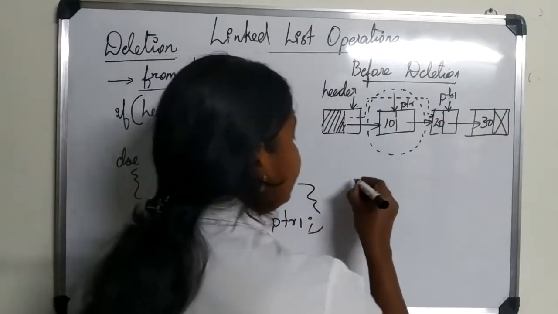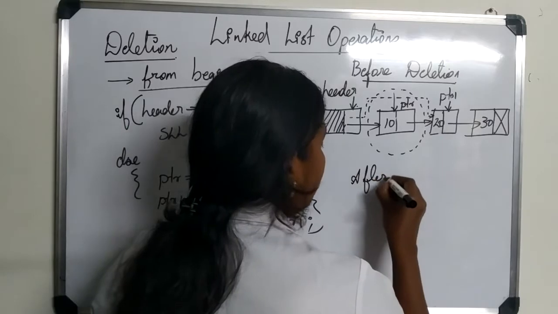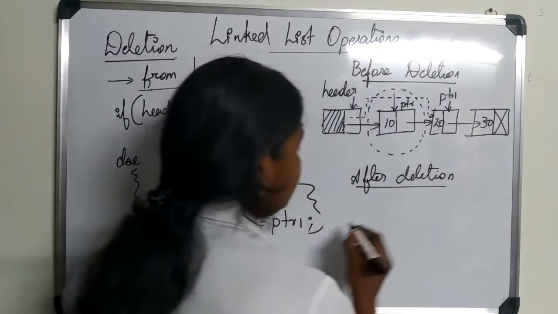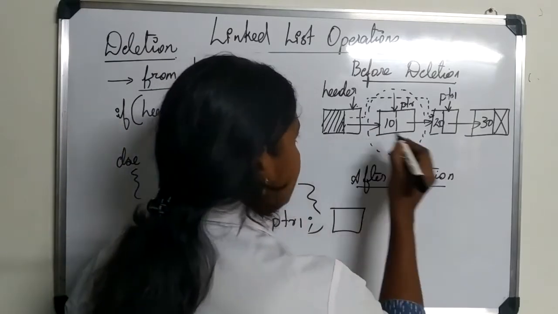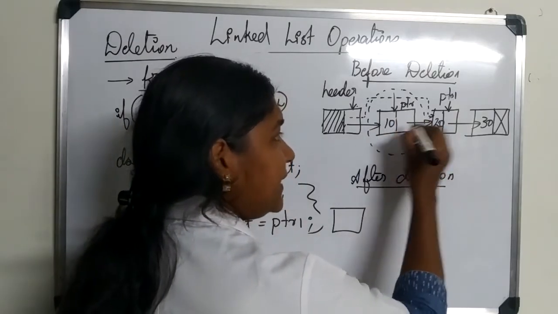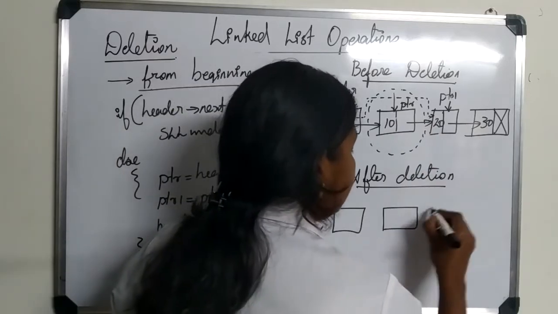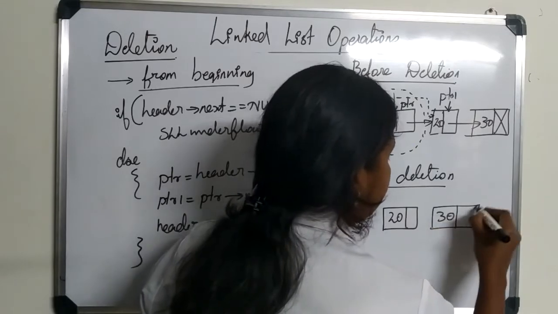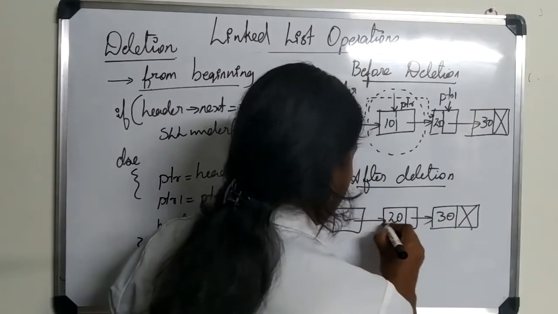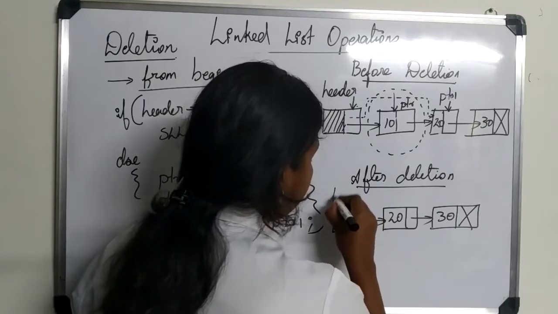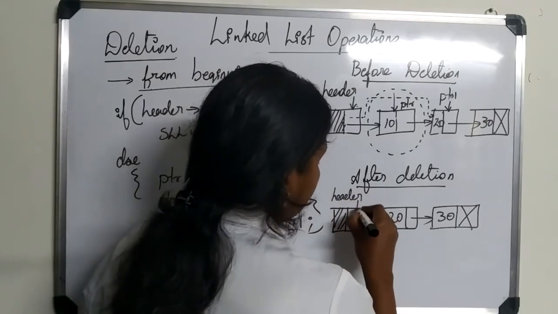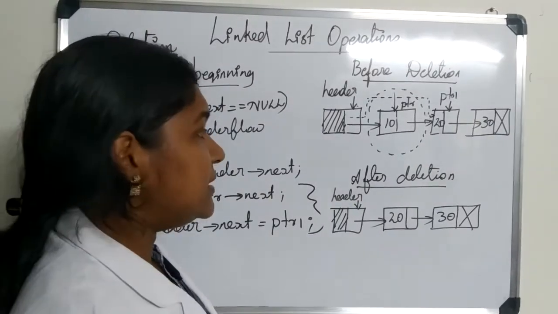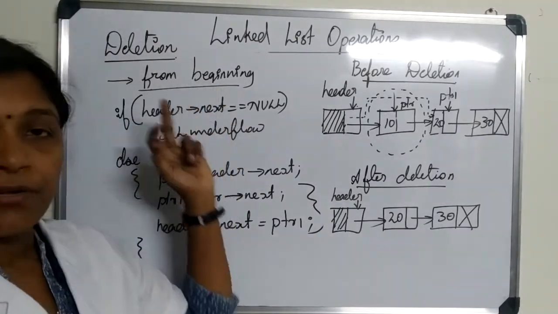And after deletion, that also we need to draw. After deletion, how can we draw the diagram? First note, without this element 10, we should draw. Then this is 20 and this is 30. This is our header node. Okay, so this is the diagram after deletion. So this is our first case, that is delete from beginning.